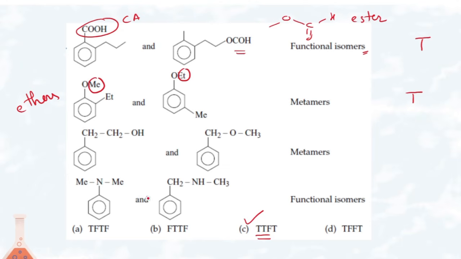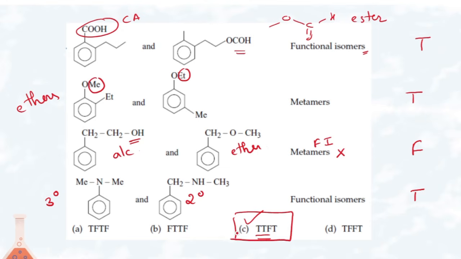However, you can solve for the rest of the molecule. So, here we have an alcohol and here ether. They have the same molecular formula but different functional group. Therefore, they are functional isomers but not metamers. Hence, it is false. Last set of molecules are functional isomers because the given amine here is a tertiary amine as nitrogen is attached to 3 carbons. What about here? It is a secondary. And what is the relationship between secondary and tertiary amine? They are functional isomers. Hence, it is true. Therefore, the final answer is option C.